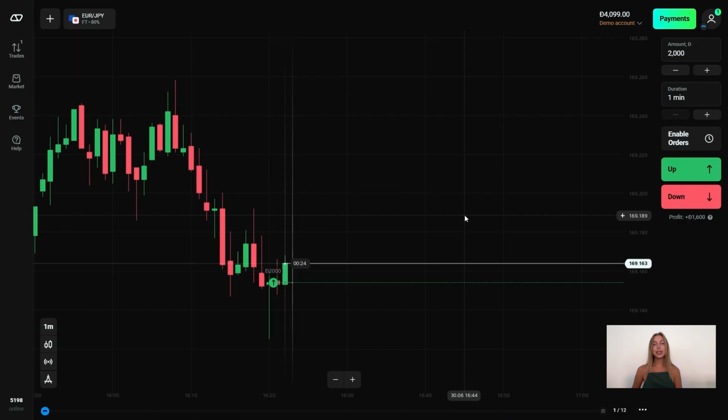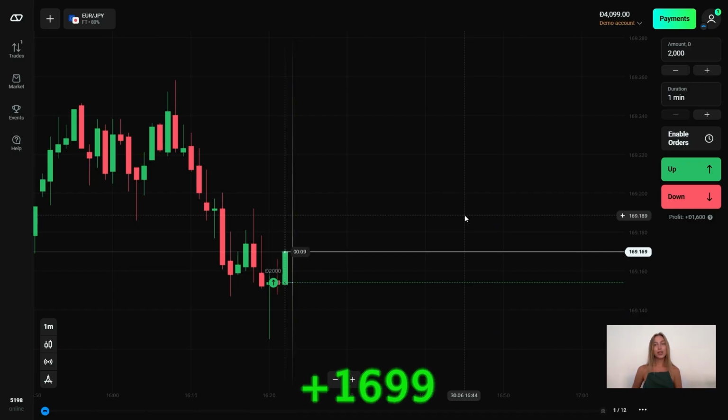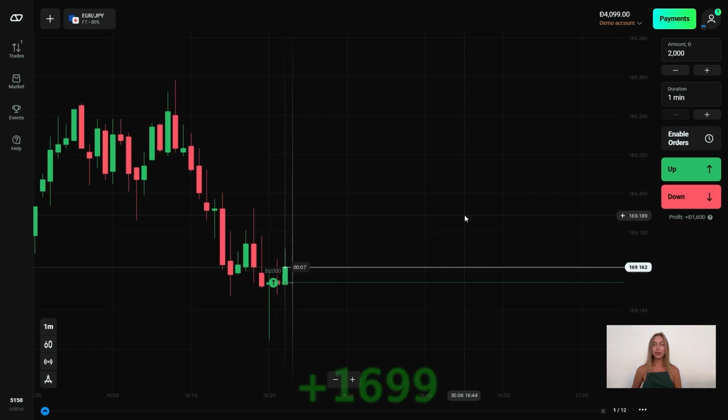So there is just a little time left until the trade ends, and as we can see, the price indeed went up, and I believe this trade will close in profit. Yes, the trade did close in profit. My balance is already 1,699. We are not stopping and moving on.